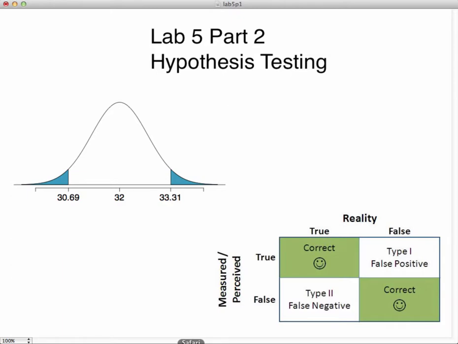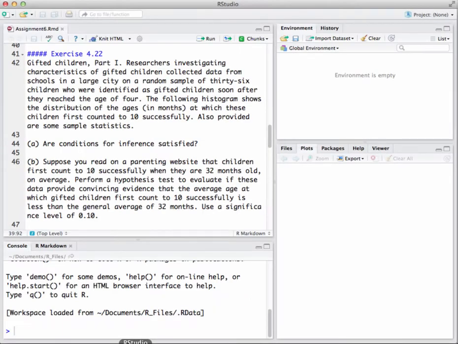So let's go take a look at this particular problem. This is 422, Gifted Children Part 1. We're going to look at this twice, a second time later on. So researchers investigating characteristics of gifted children collect data from schools in a large city on a random sample of 36 children who were identified as gifted children soon after they reached the age of 4. The following histogram shows the distribution of the age in months at which these children first counted to 10 successfully. Also provided are some sample statistics. Are the conditions for inference satisfied?